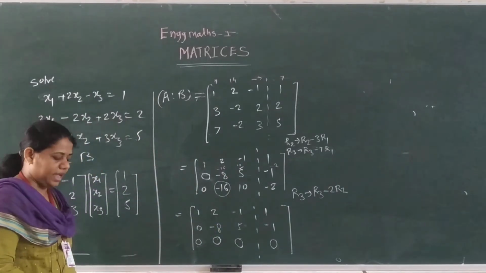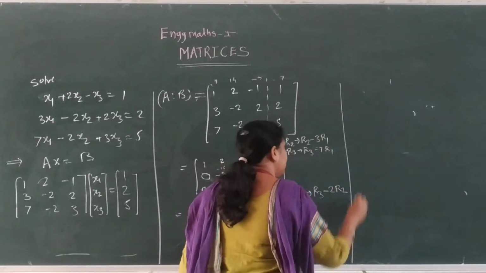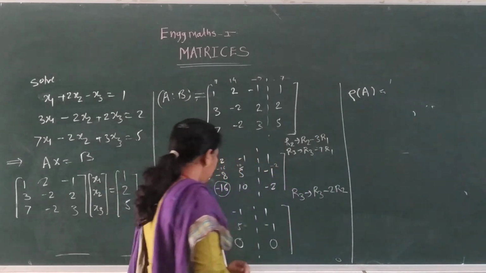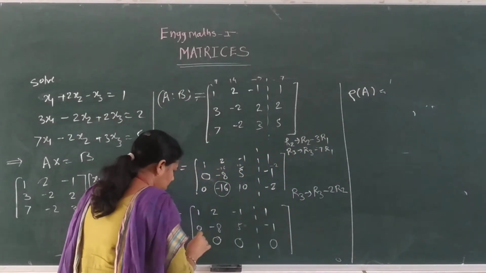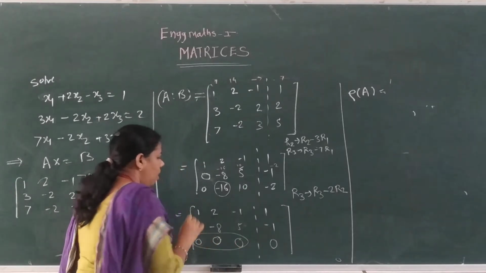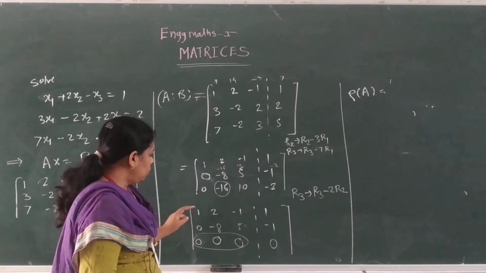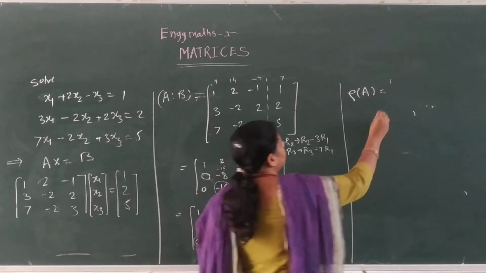Then write its rank and then find the solution. First, the rank of A. What is the rank of A? Only observe this matrix A. The third row, all elements are 0. So deleting this row, the non-zero rows of this matrix are 2. So rank of A equals 2.